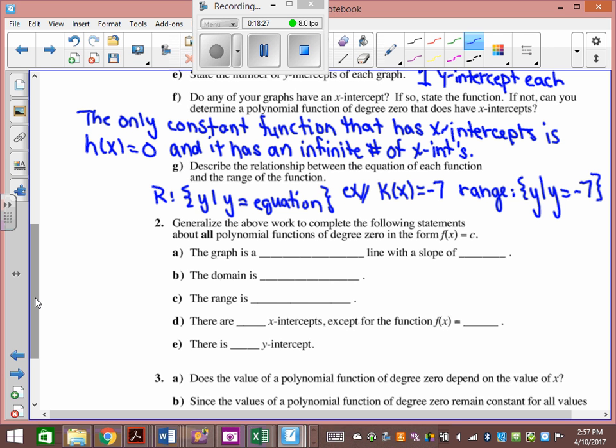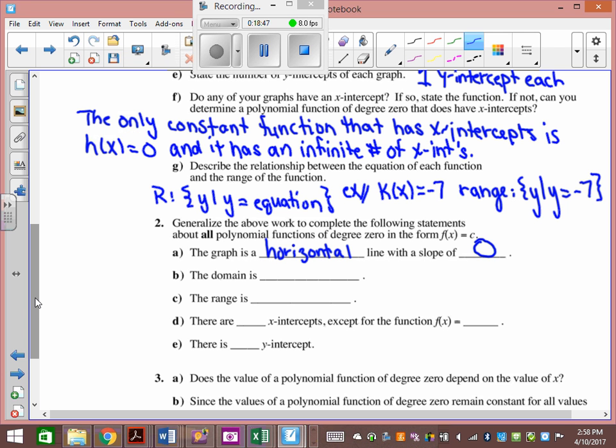What did you guys tell me? What kind of line did we get? Horizontal. It has a slope like Saskatchewan. With a slope of what? It's flat, so slope of 0.